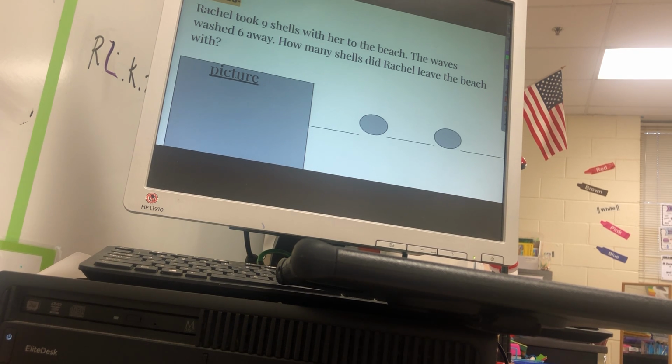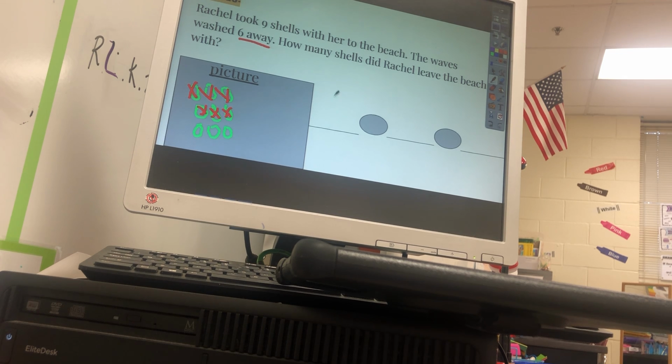All right, friends, here we go. Rachel took 9 seashells to the beach. 1, 2, 3, 4, 5, 6, 7, 8, 9. The waves washed 6 away. All right? Away, so we know we need to take them away. How many shells did Rachel leave the beach with?